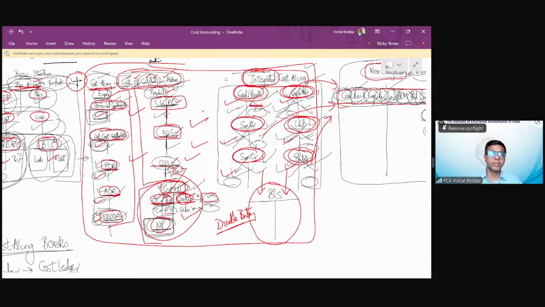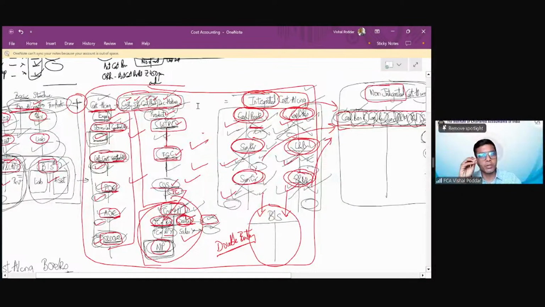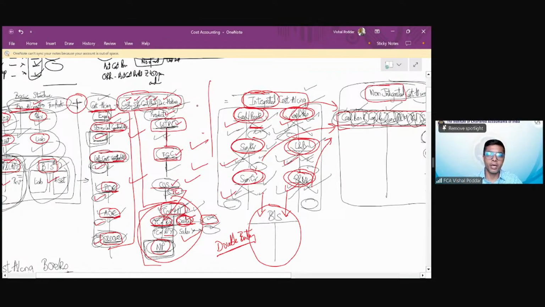Practically, this never happens, because merging financial books and cost books is risky. By doing this, you expose all your cost data to the world, because your financial books, your P&L and balance sheet, have to be published at different forums and shared with many external users of accounts. That is where your cost accounts data will also be exposed, which we do not want. So practically, this approach of integrated accounting is not followed.